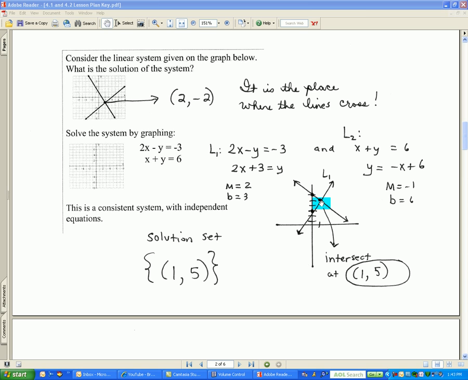And where did the two lines intersect? Well, I have my cursor right on their point of intersection. They intersect at the ordered pair (1, 5).